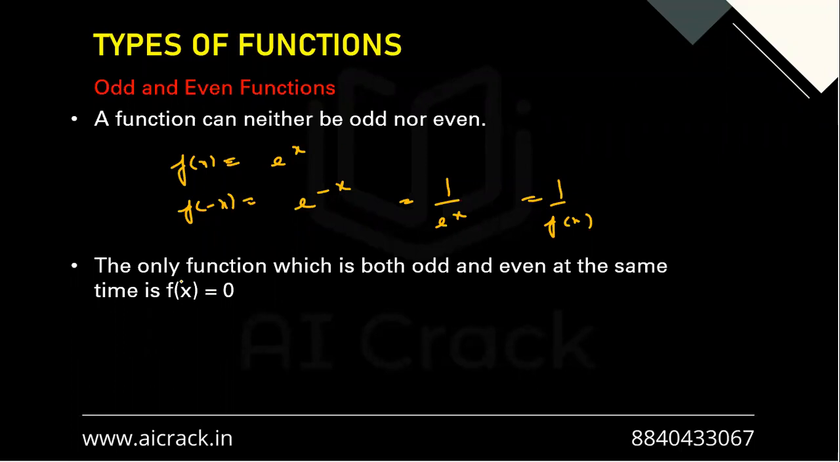Now an interesting point is that there is just one function which is both odd and even at the same time. That is f of x equals 0. It remains the same whether we write it as 0 or minus 0. Both stay the same, right? So we can write it as minus f of x, and we can write it as f of x. It stays the same. That is why it's called both even and odd at the same time.